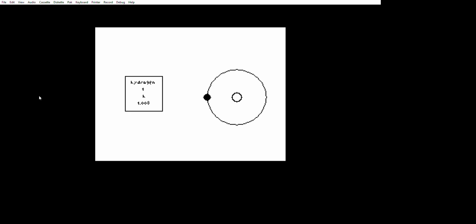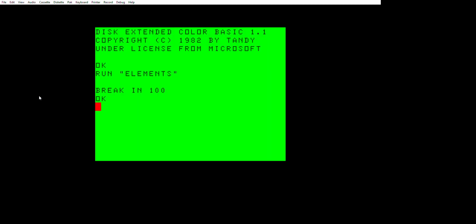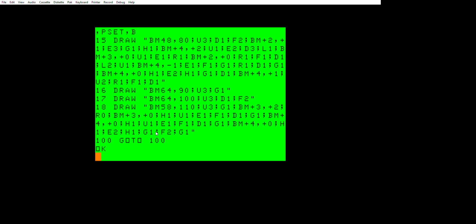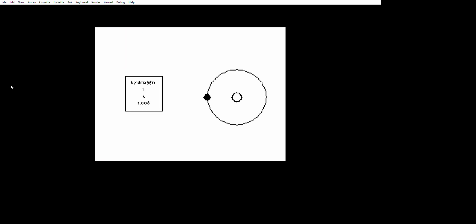Thanks for watching. I just wrote this in P mode for high resolution, and I don't know why this is like this right now. Let me get rid of that. It won't list like that. So literally 19 lines of code in about 45 minutes. You can make your own atom diagram.